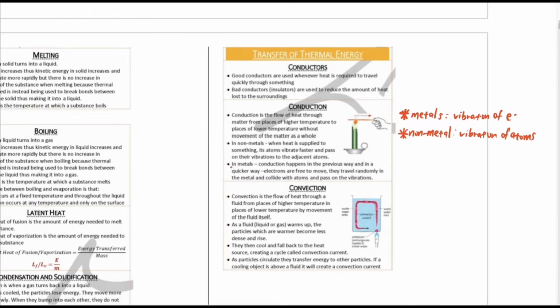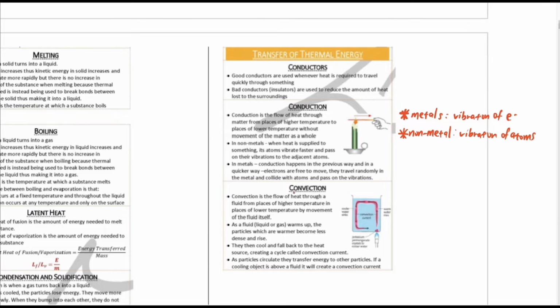Okay, so now you see this point. In metal, conduction happens in a quicker way. Electrons are free to move. They travel randomly in the metal and collide with atoms and pass on the vibration. So vibrations of electrons happen and pass on the vibrations to other electrons, and hence it can conduct heat quickly. So that is conduction. So we have done conduction. Conduction is about the vibrations of the atoms or the electrons.